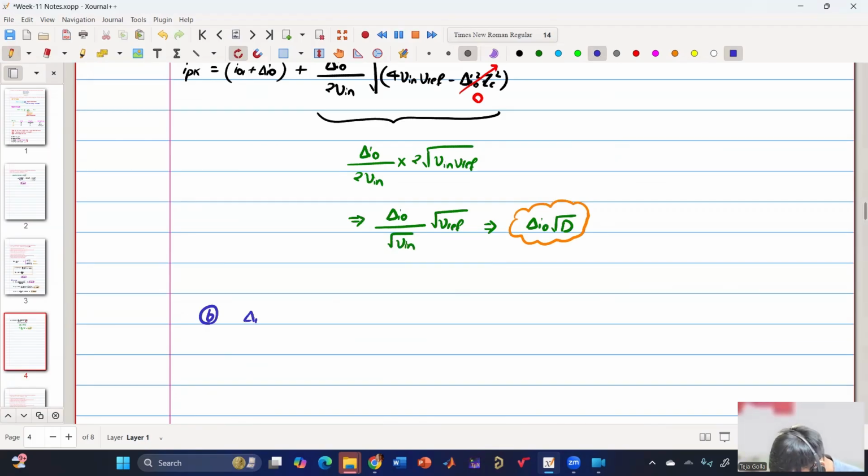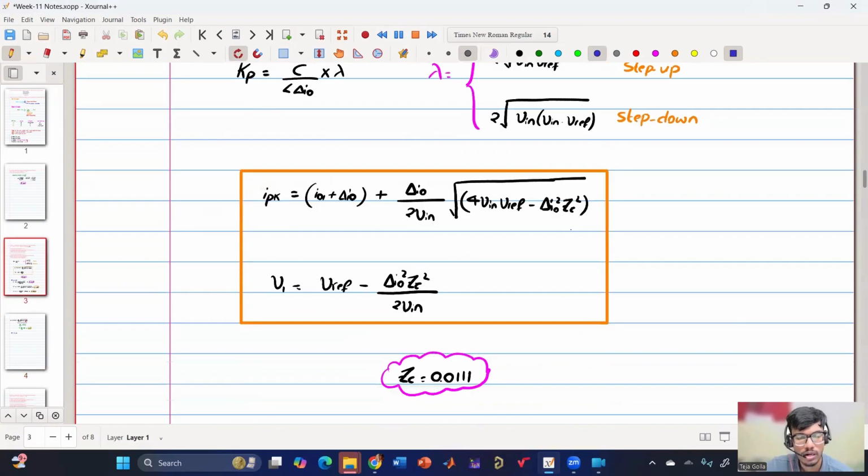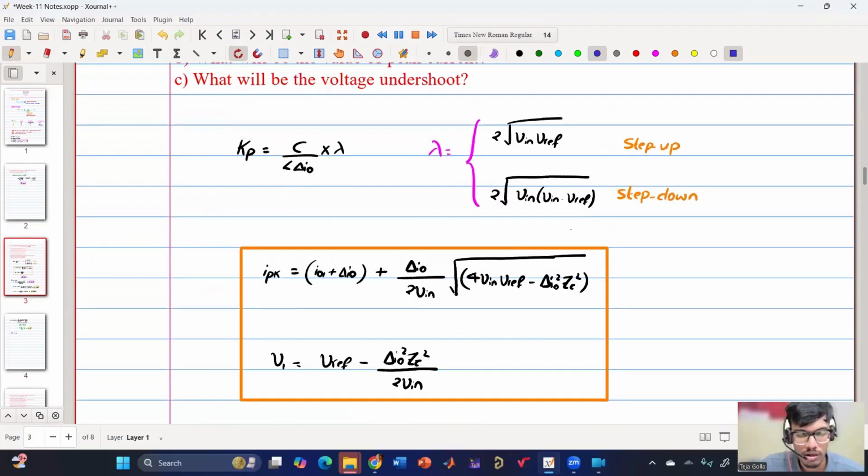So now we have the V part. We have delta I naught as 30 amperes. So I'll just show the formula and you have already noted down the values. So quickly calculate the gains and then we can cross-check.